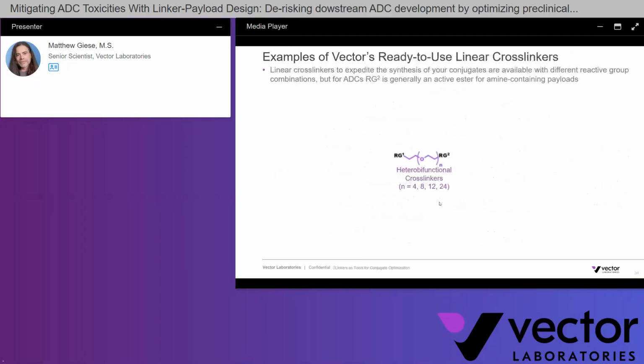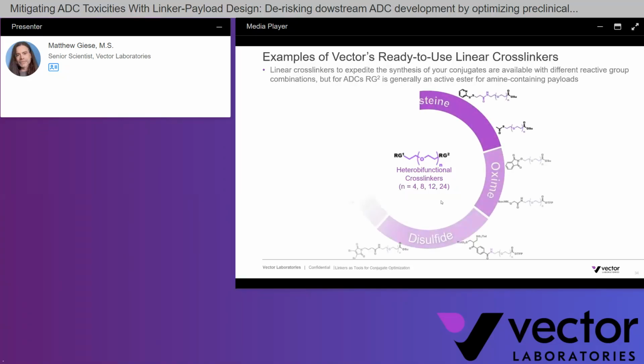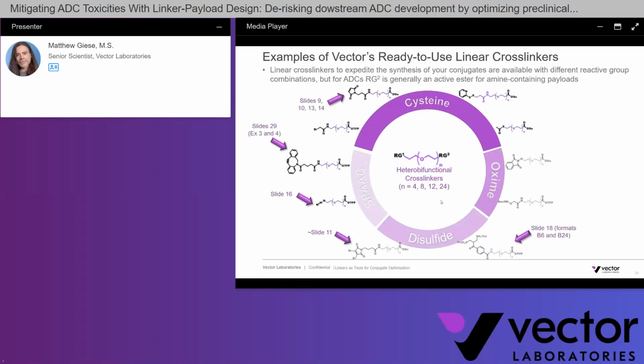These are examples of Vector's ready-to-use crosslinkers if you don't want to mess with their synthesis. And these can allow you to expedite the synthesis of your conjugates. So they're available with a wide variety of reactive groups. One of them is typically an active ester for your amine-containing payloads. And for PEGs, we're generally looking at PEG 4, 8, 12, and 24, although others are available. For conjugating to the antibodies, we have reactive groups for cysteine conjugations, oxime ligations, disulfide rebridging, and click chemistry.